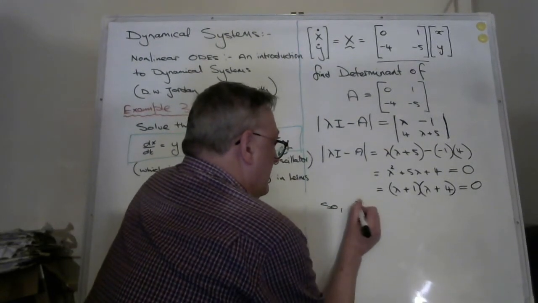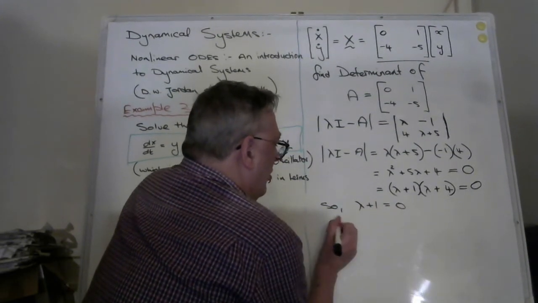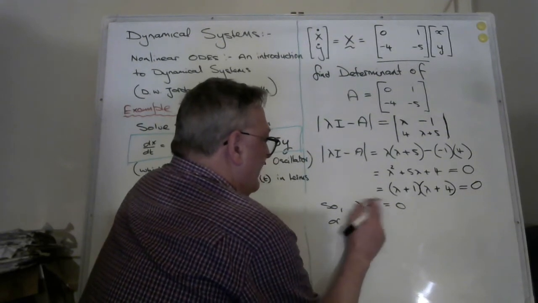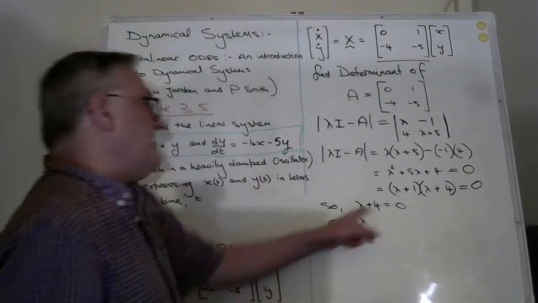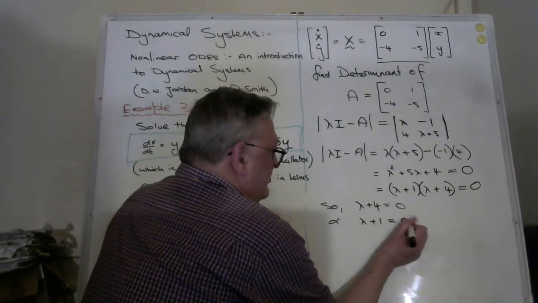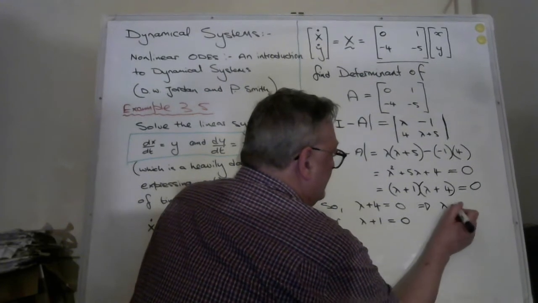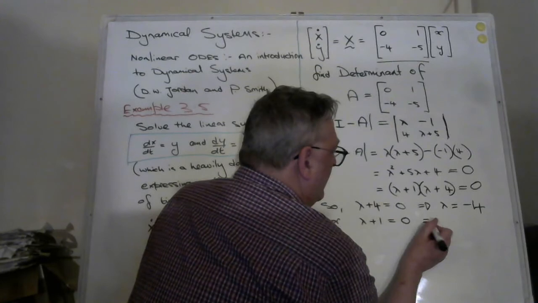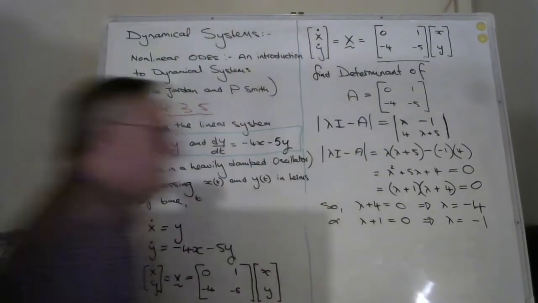So we see that lambda plus 4 is equal to 0, or lambda plus 1 is equal to 0. This implies that lambda is equal to minus 4, or lambda is equal to minus 1.